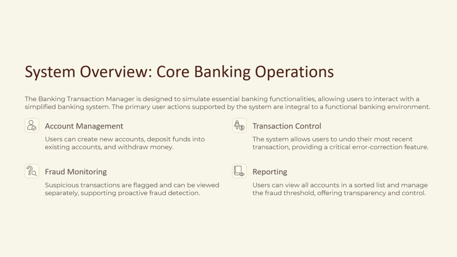System overview. Core banking operations. This slide breaks down the core operations of our system. We have four main functional areas. Account management: creating accounts, depositing, and withdrawing. Transaction control: the system can undo the most recent transaction. Fraud monitoring: suspicious transactions are automatically flagged. Reporting: users can view all accounts and fraud alerts in a structured way. Together, these features simulate essential banking activities.